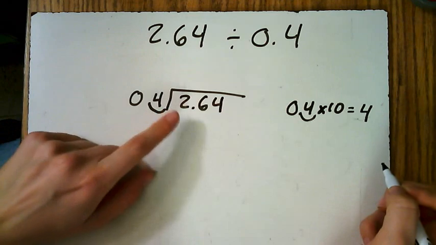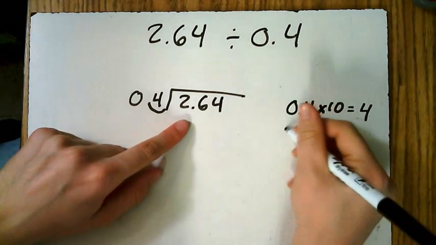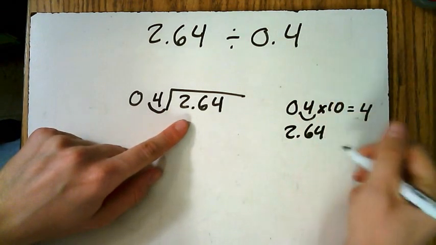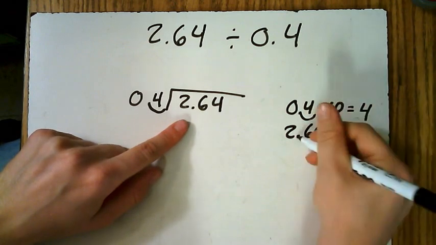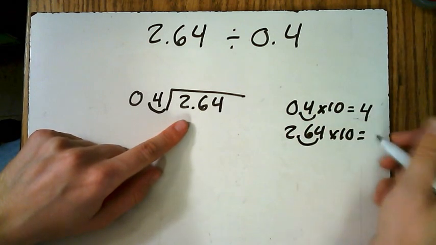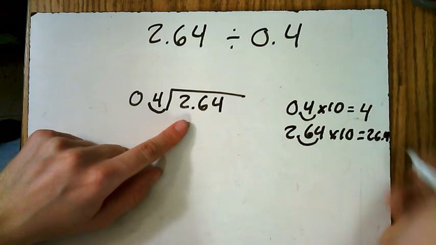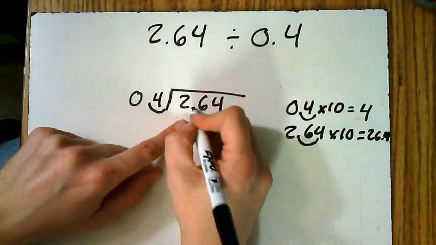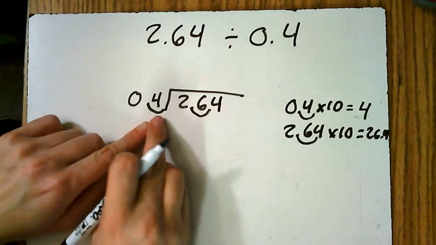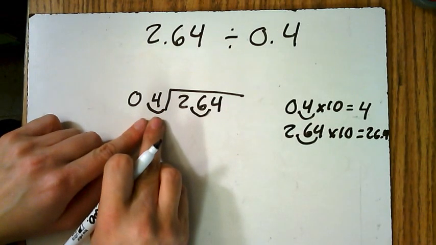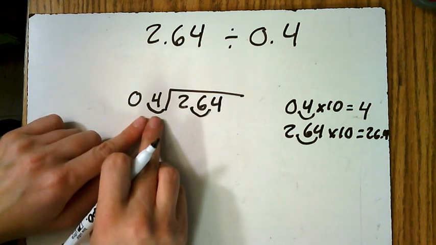Whatever we do on the outside, we have to also do on the inside. So I'm going to take my 2.64 and I'm going to multiply that by 10 as well, which moves my decimal place 1 to the right and gives me 26.4. So again, I move the decimal point. Now I do not have a decimal in my divisor, so I can begin to divide.